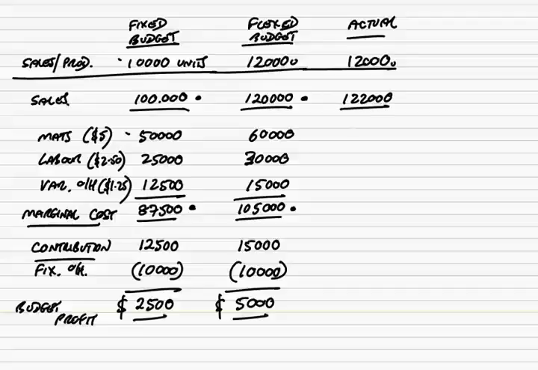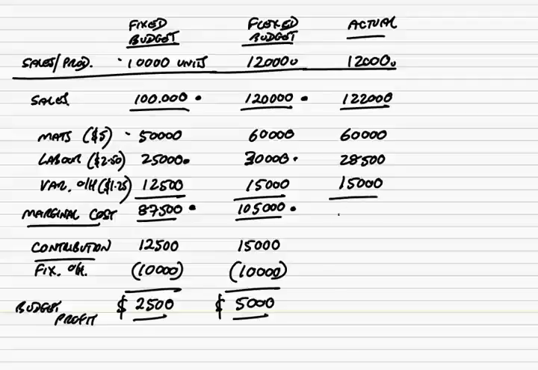And the actual materials, 60. Fine. Not good, not bad sort of thing. We did exactly as we expected. Labour. We've done rather well for the level of production. Even though we spent more than the original budget, for our level of production, we'd actually spent less than we'd expect. Variable overheads, 15, exactly as we'd expected.